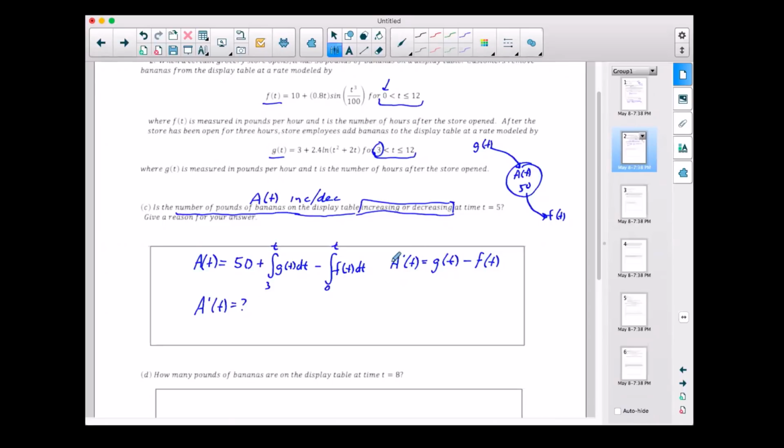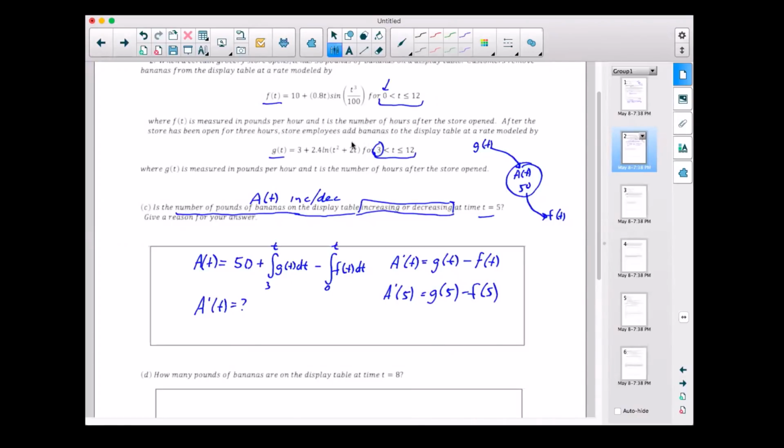Now, if you're at a different school besides Lebanon, you may have got to that equation on your own doing it a different way, and that's totally fine, if you just knew that g minus f is what we're looking for. And then we want to know what's happening at the particular time t equals 5. So I want to know what is A prime of 5? Well, A prime of 5 is going to be g of 5 minus f of 5.